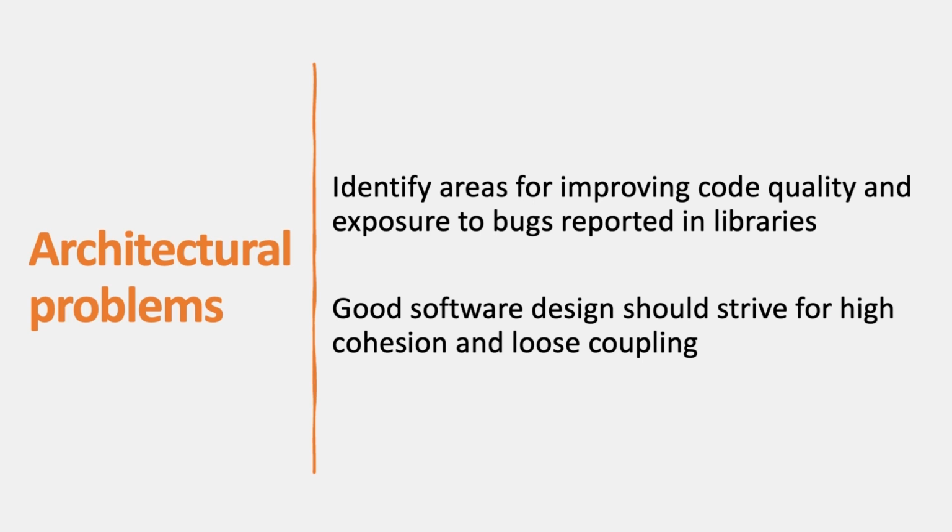Good software design should strive for high cohesion and loose coupling. Cohesion refers to the fact that elements that need to change together are held together in the source code. Coupling refers to the degree to which modules depend on each other or need to know each other. Static code analysis tools can look for structural patterns that suggest high coupling.